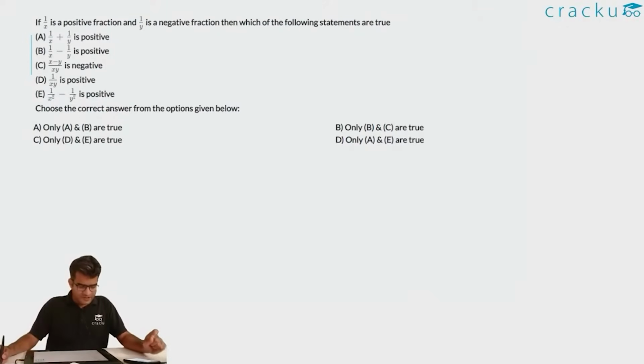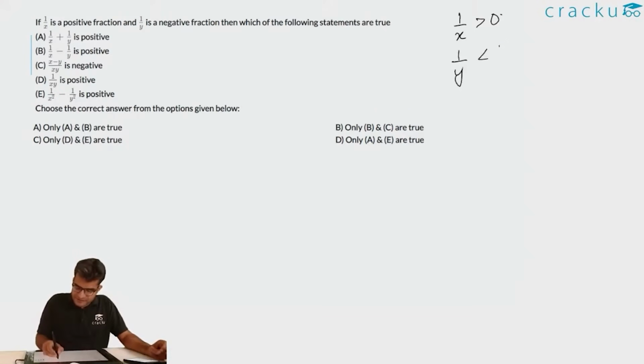In this question, we are told that 1 by x is a positive fraction. So 1 by x is greater than 0 and 1 by y is a negative fraction. Which of the following statements is true? The first one is, is 1 by x plus 1 by y positive? We can't say that for sure. Why can't we say that for sure?